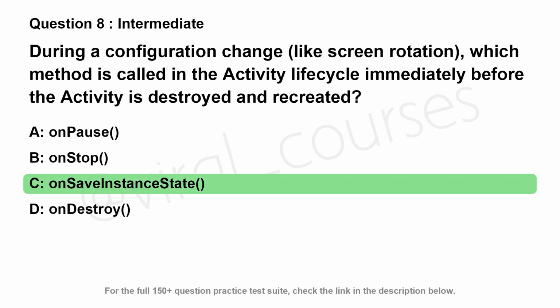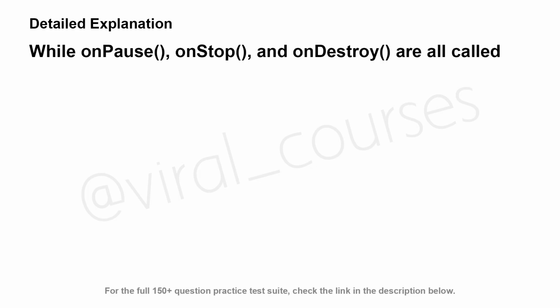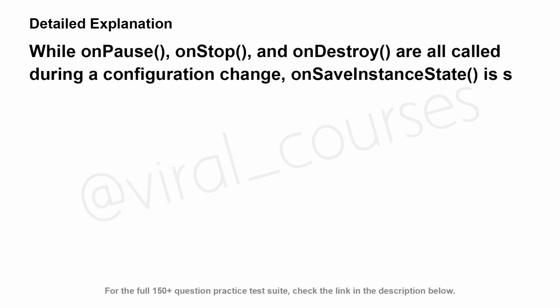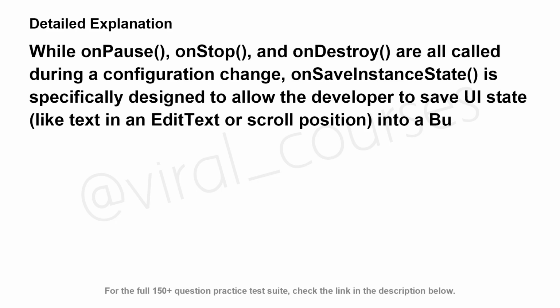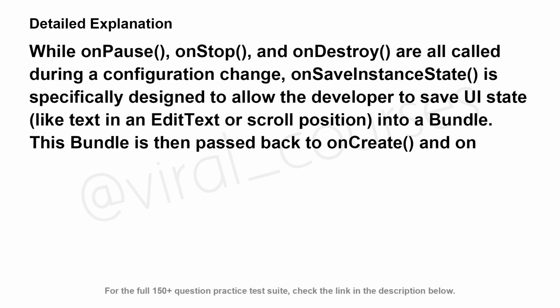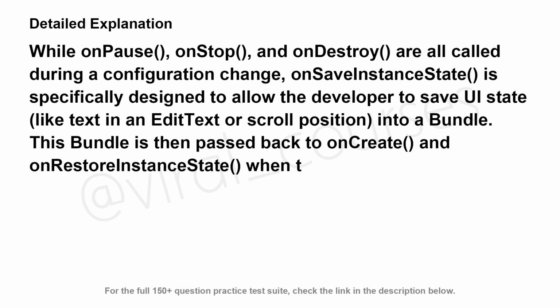The correct answer is C. While onPause, onStop, and onDestroy are all called during a configuration change, onSaveInstanceState is specifically designed to allow the developer to save UI state, like text in an EditText or scroll position, into a bundle. This bundle is then passed back to onCreate and onRestoreInstanceState when the activity is recreated.